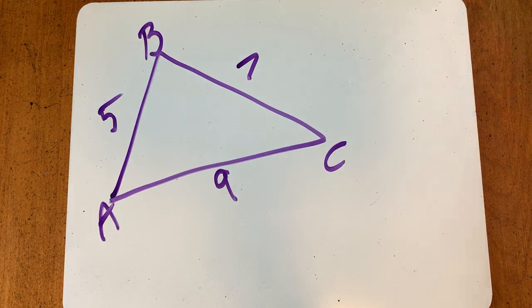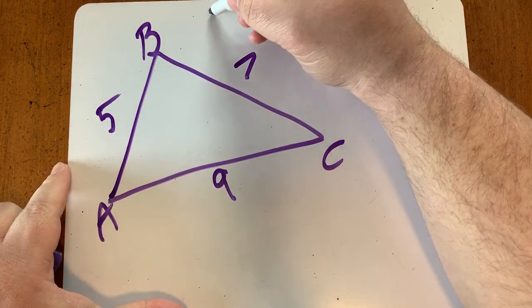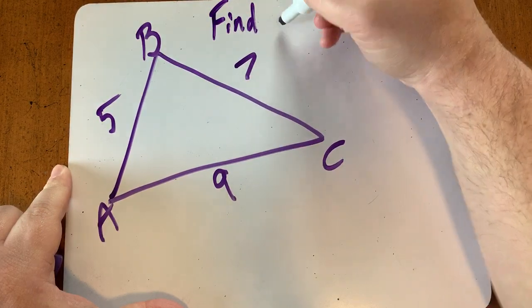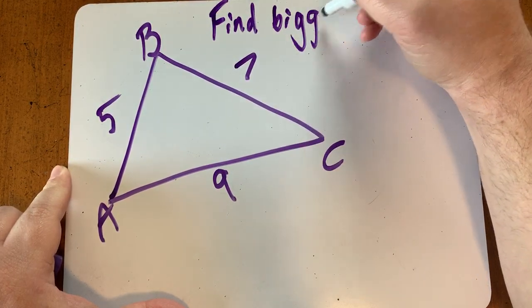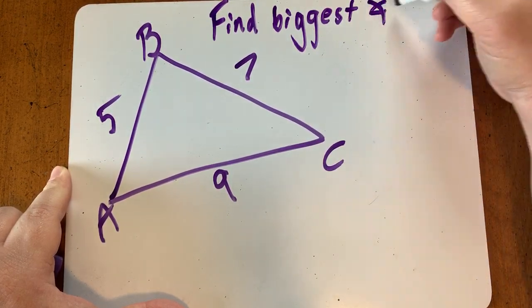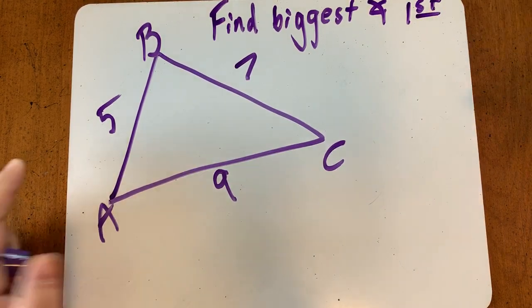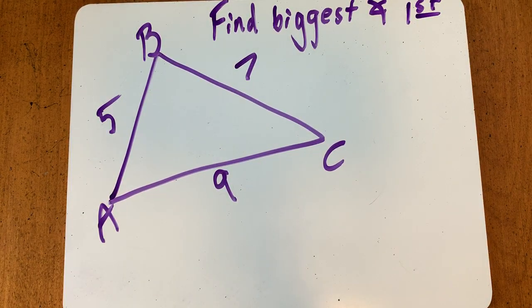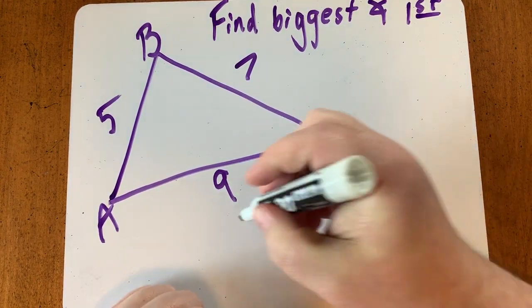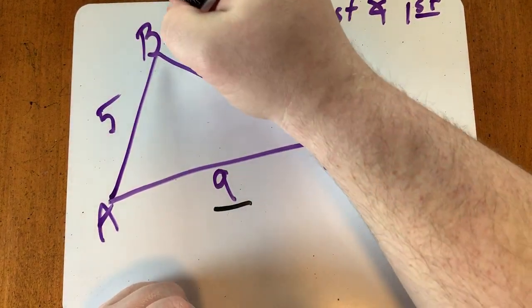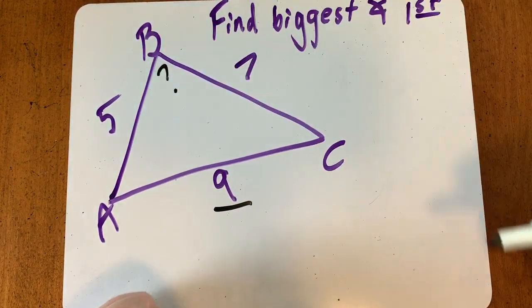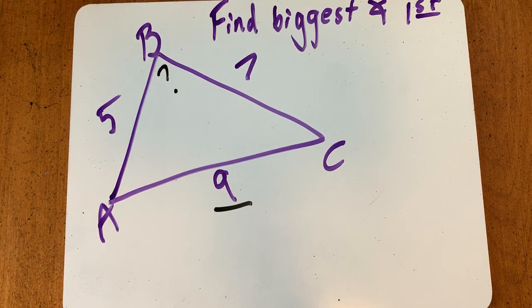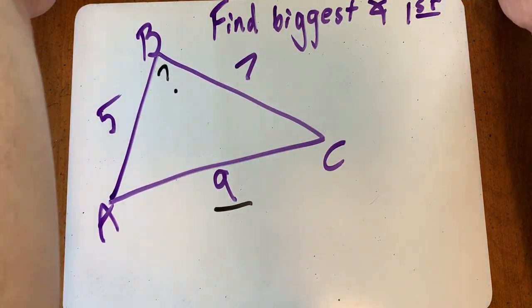Here is my hint to you. If you have three sides, find the biggest angle first. And the biggest angle is always opposite the largest side. Largest side is 9. So it's this one. So we're looking for angle B first. So you would use the law of cosines to find angle B.